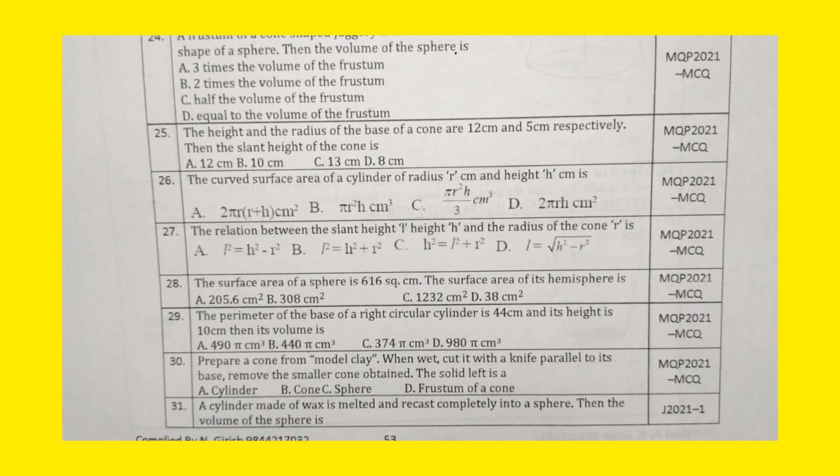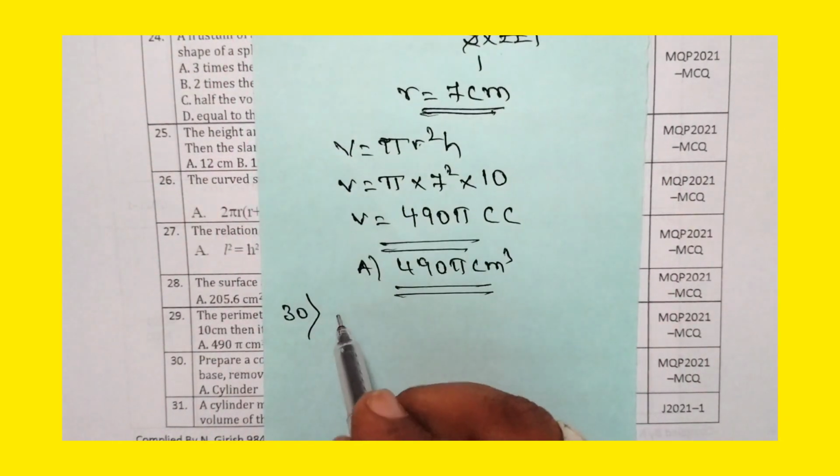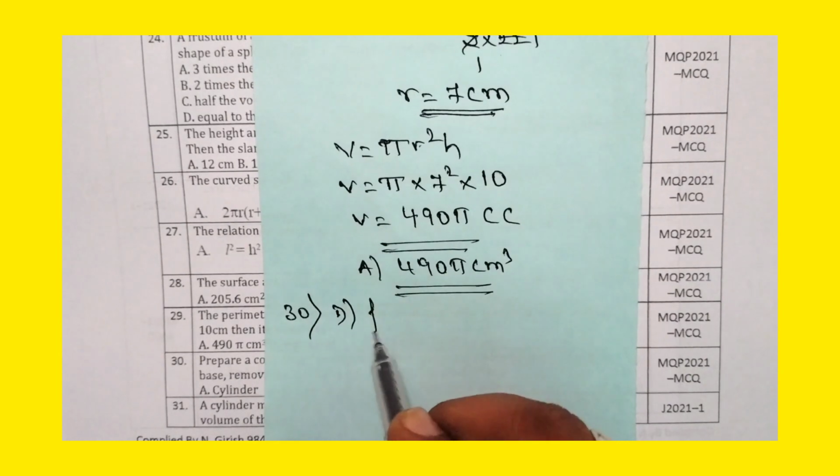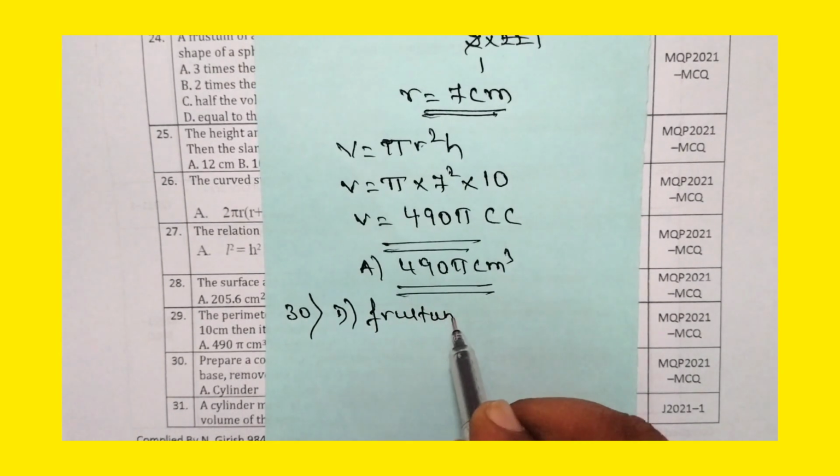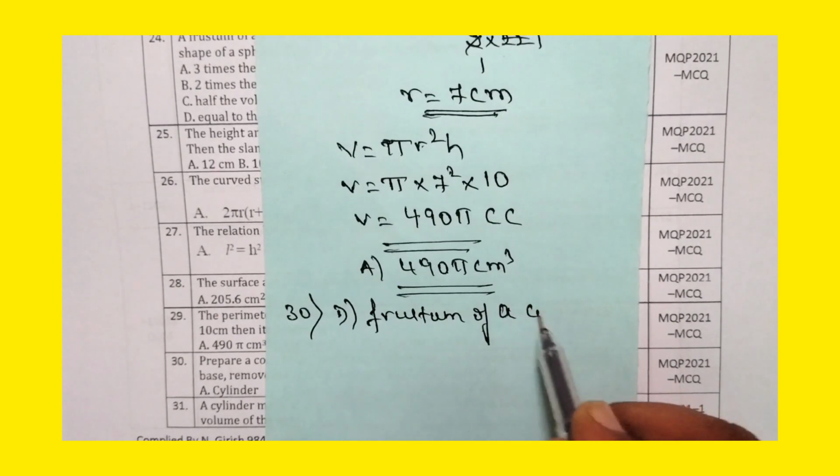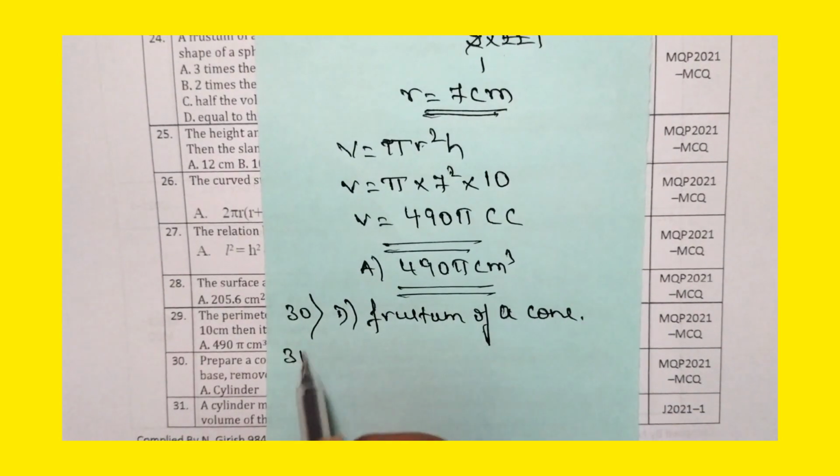Sorry, I skipped one question. That is the 30th question: prepare a cone from model clay. Okay, when wet, cut it with a knife parallel to its base, remove the smaller cone and the solid left is a dash. So if you cut a cone, a small cone forms at the top, and the other part will become a frustum of a cone. So for this question the option is D, that is, one part will become a smaller cone and another part will become a frustum of a cone. Like this we have to answer the 30th question.